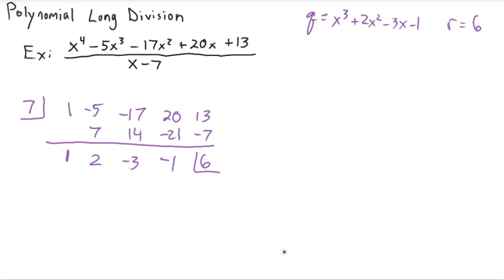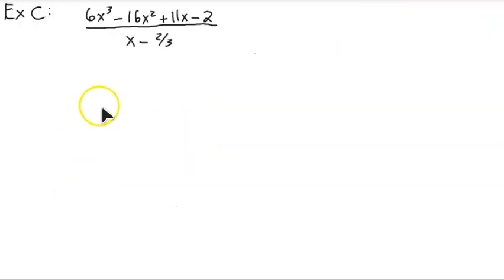And then our original power was a power of 4, so we're going to go down to a power of 3. So 1x to the third power is just x to the third power, plus 2, and that'll be an x squared, minus 3, that'll be a minus 3x, and then a minus 1. And sure enough, that's what we had for our quotient. Synthetic division is so easy and so much fun, we can even do it with fractions. Let's say our divisor is x minus 2/3, and this is what we want to divide.